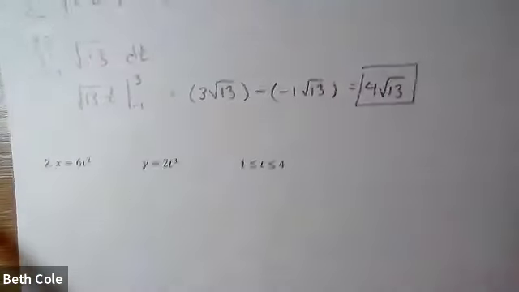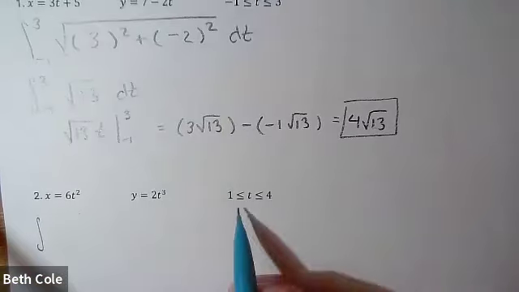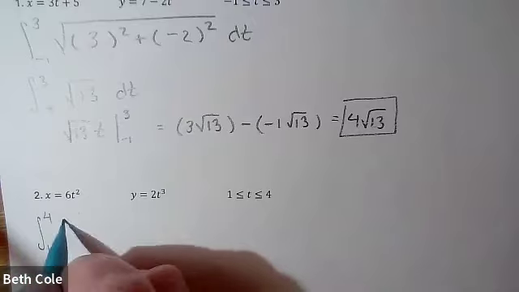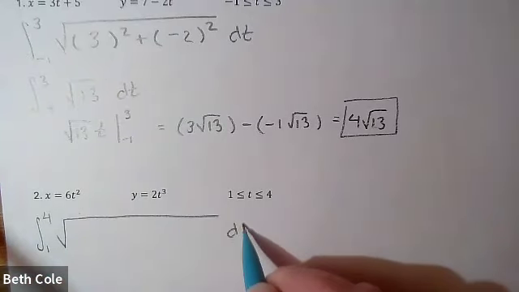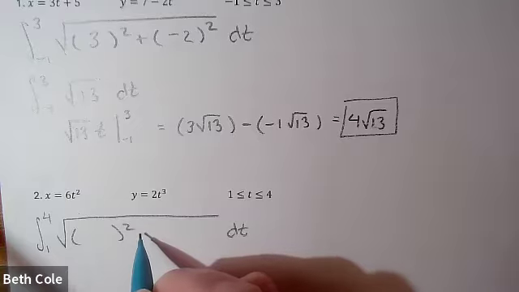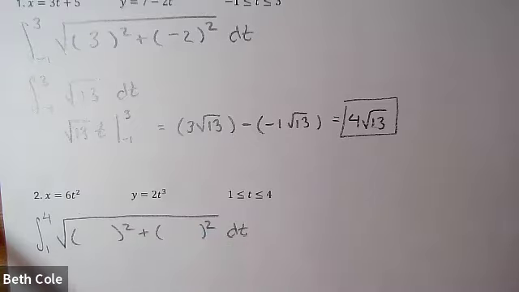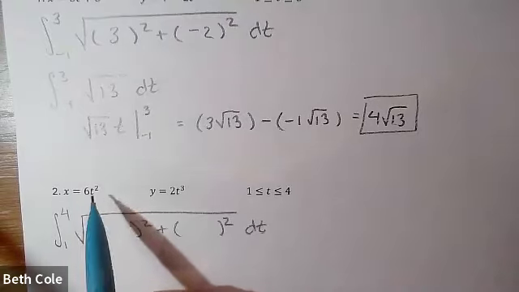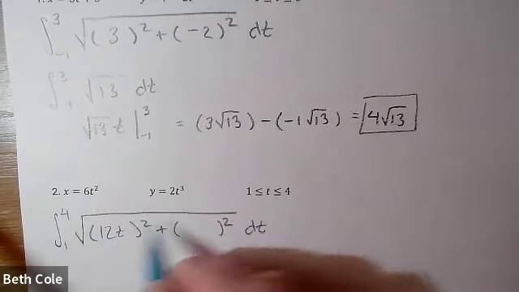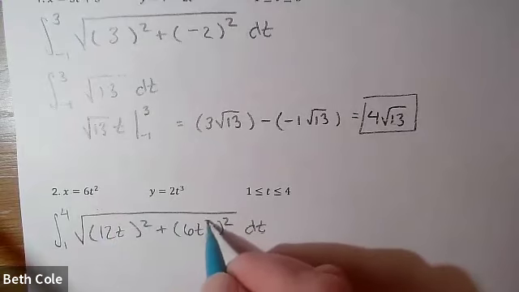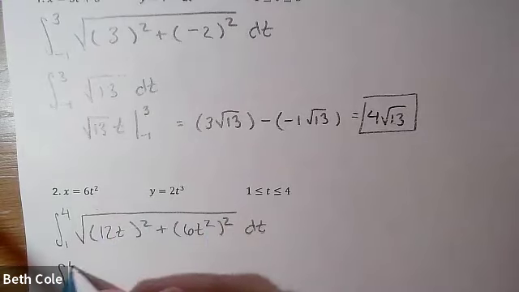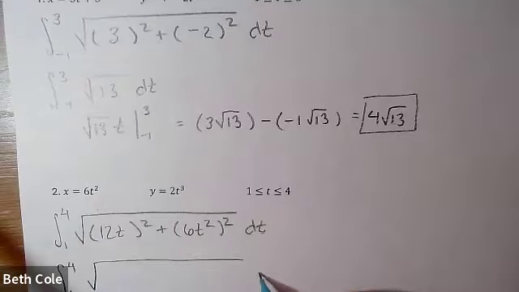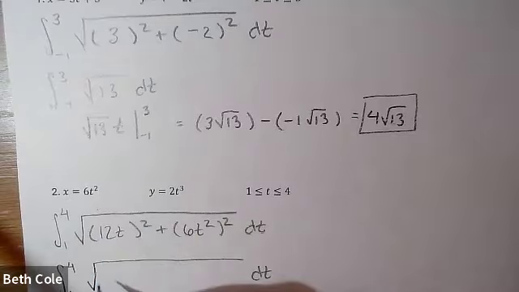All right, let's try it again. So this is going to be integral from 1 to 4, big square root, and we're going to leave our 2 blanks in here, blank squared plus blank squared. And what goes in there is your derivatives. So this one's going to be 12t. This one's going to be 6t squared. Next step, leaving this big square root in there. That is going to be 144t squared.